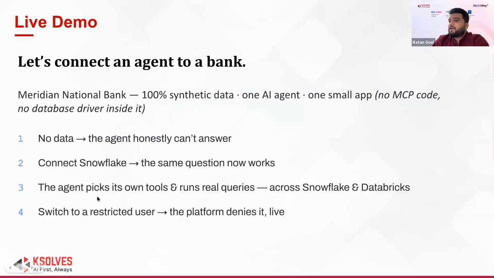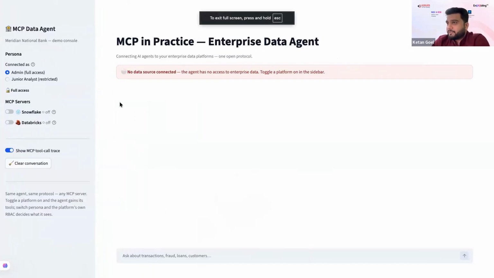This is one of the applications we have built. This is the MCP data agent. You can call it an application or just an agent. We have two roles here for demo purposes: one is the admin role and the other is the junior analyst role. The admin role has full access to all the tools and all the platforms, but the junior analyst has limited access, maybe out of 10 tools, it has access to only 5. After that, we have two MCP servers: one is Snowflake and the other is Databricks.